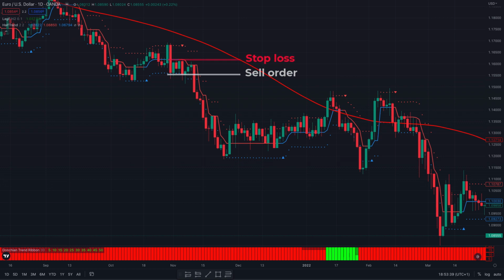Then, we can place a stop loss order at the middle line of Halftrend indicator. The take profit order will be set at 2 times the risk.